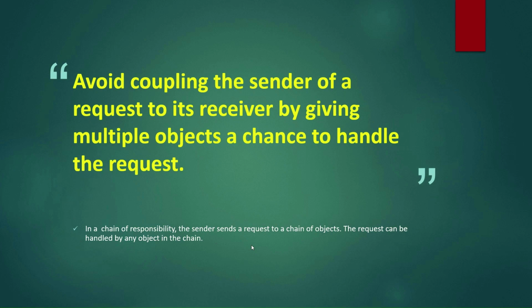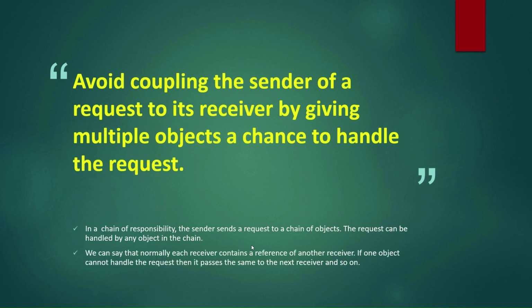In a chain of responsibility, the sender sends a request to a chain of objects, and the request can be handled by any object in the chain. We can say that normally each receiver contains a reference to the other receiver, right? If one of the objects cannot handle the request, then it passes it to the next receiver and so on. So here we can set the reference from one receiver to the other receiver. We'll see this in the example: how we can set the reference, so that once one object is not able to handle the request, it can pass it to the referenced object.